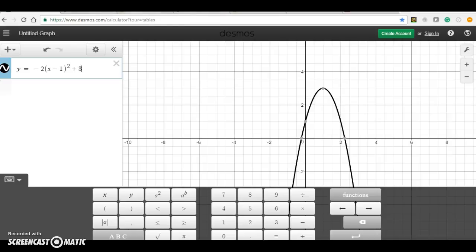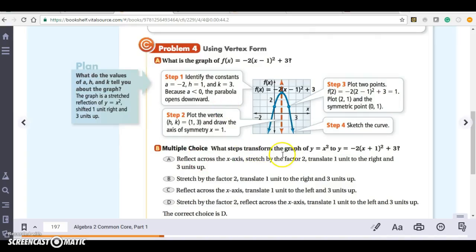Same thing. All right. So multiple choice says, what steps transform the graph y equals x squared to y equals negative 2 times x plus 1 squared plus 3? Okay, and we have some answer choices. So it says it's stretched by a factor of 2, reflect across the x-axis. So it does stretch. So we know that it's stretched and we know that it's reflected. All right. So we have reflect across x-axis and stretched by a factor of 2.